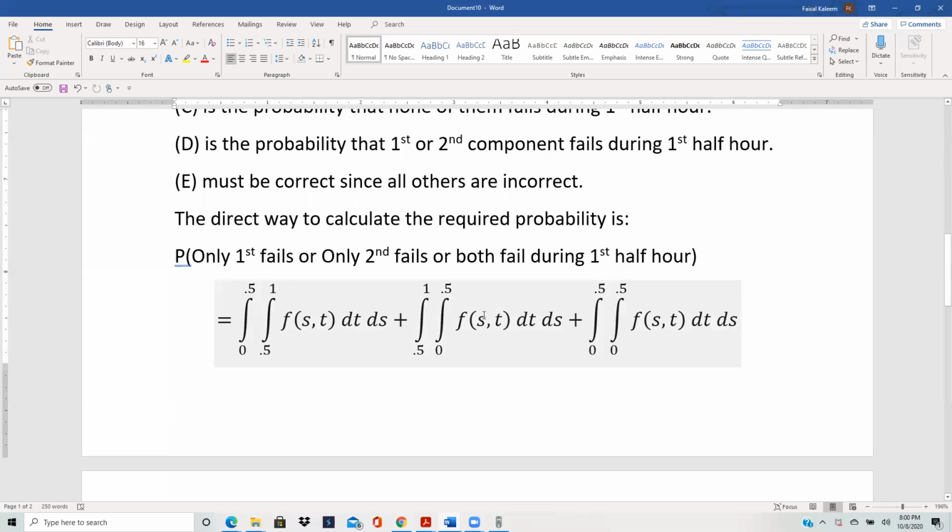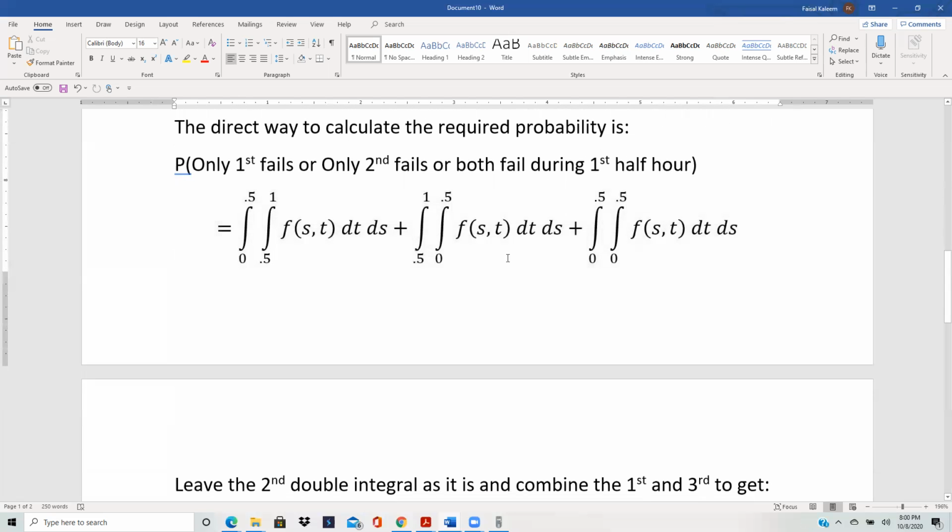So this one is saying that the first component doesn't fail during the first half hour because it's somewhere between the first half hour and the full hour, whereas the second component T fails in the first half hour. So this one was saying that only the first fails, this is saying only the second fails, and the last double integral says that both fail.